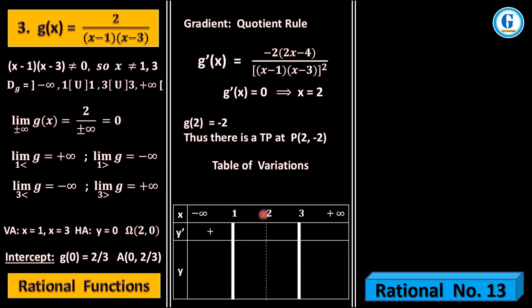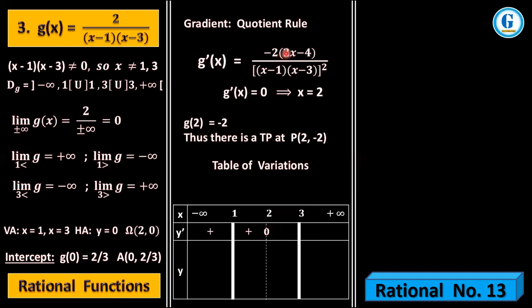Now between 1 and 2, we can take 1.5. 2 times 1.5 is 3. 3 minus 4 is minus 1. So minus times minus is positive. So positive divided by positive is positive. So we still have a positive. In this interval, the curve is still increasing. So be very careful with this particular curve. Then as x tends to 2, we have a value of 0 because at the turning points, the gradient function is 0.